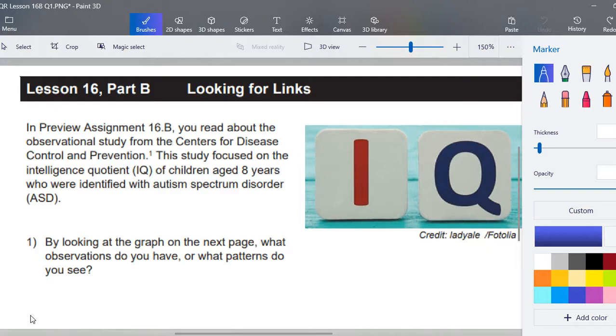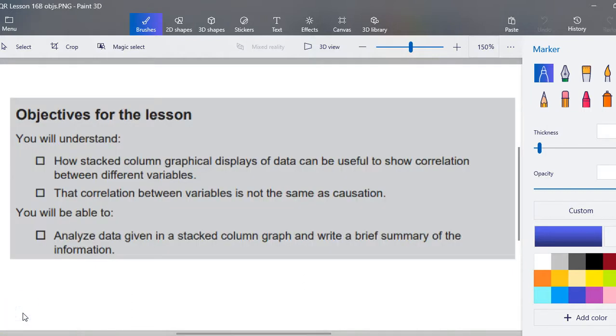Question 1, by looking at the graph on the next page, what observations do you have or what patterns do you see? This is a great time to hit pause, go ahead and look ahead at the questions, look at the objectives, and then come back and we can walk through more information together. Before we really talk about question 1, let's look at the objectives.